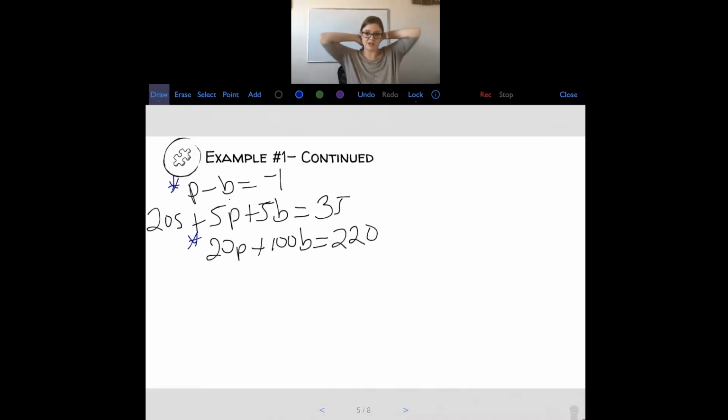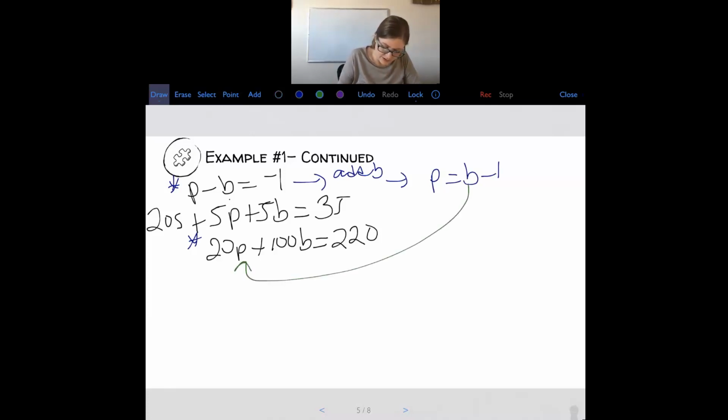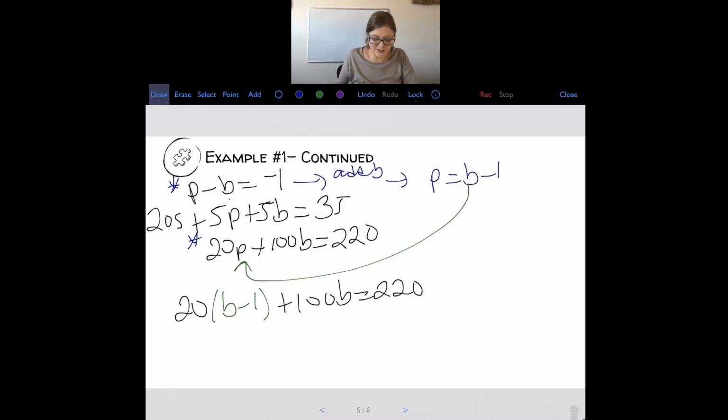In the top equation, it would be really easy to get P by itself by adding B to both sides. So add B, and we get P is equal to B minus 1. Now I'm going to substitute that into the bottom equation. So we have 20 times P, which is B minus 1, plus 100B is equal to 220. And now we distribute and solve.